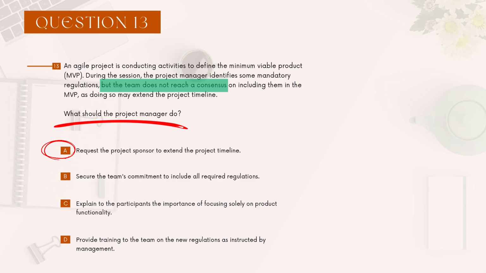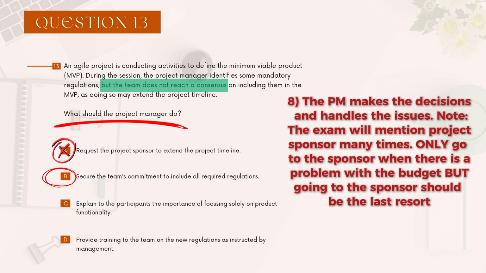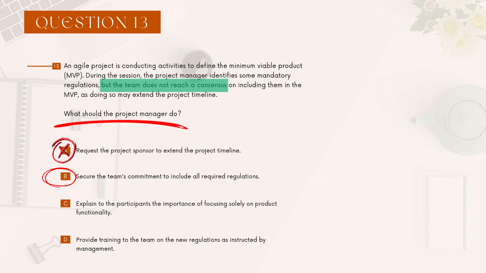Request a project sponsor, so we don't do that, and we don't extend the project timeline, because that means that you have accepted the delay. That's principle. There are two principles being contradicted here. Principle number 2 and principle number 8. Eliminate. Secure the team's commitment to include all required regulations. Okay, so that means that now the PMP will not use the word secure. What B is basically saying is you're kind of going in there as a PM because the team can't decide, and you are basically, in a way, deciding for them, which a project manager has to do, especially when consensus is not reached. And because we don't have time, it may extend the project timeline.